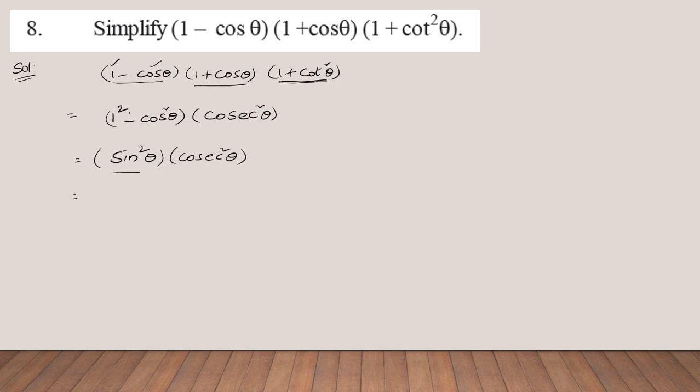So sin and cosecant are reciprocal to each other, so their product will be 1, and it is equal to 1 square, which gives me the answer as 1. Hence by solving this we are going to get the answer as 1, right?